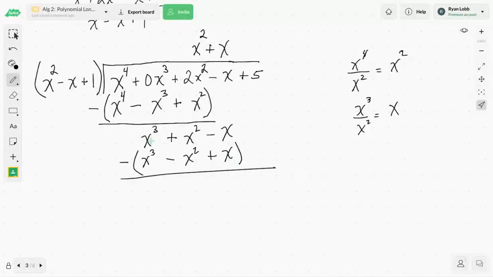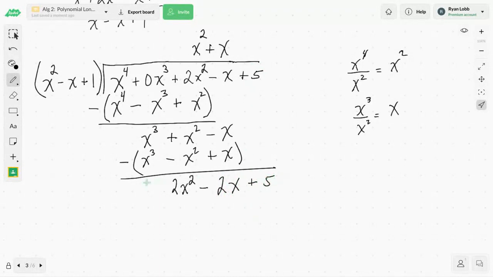So what is x cubed minus x cubed? Cancels. Positive x squared minus a negative x squared becomes plus x squared. So now I'm going to have x squared plus x squared. This gives me 2x squared. And then negative x minus a positive x, it's going to be minus 2x. And I still have this plus 5. I could bring that down.